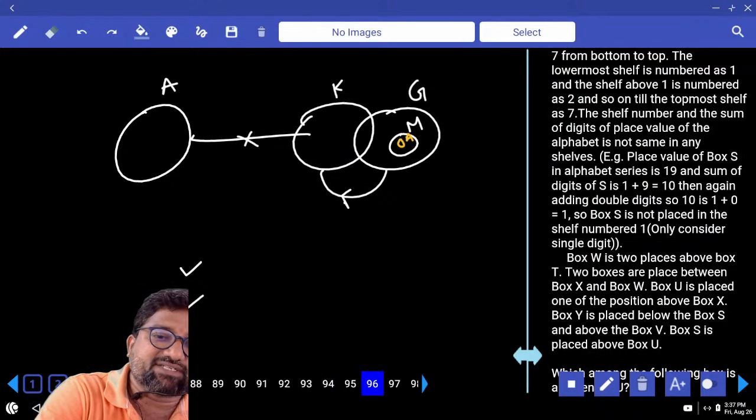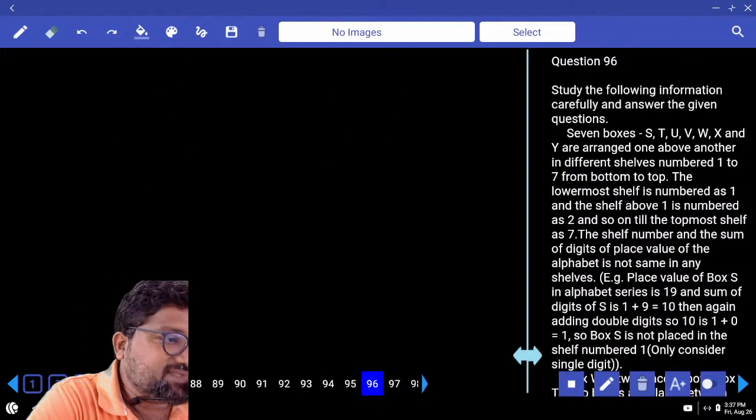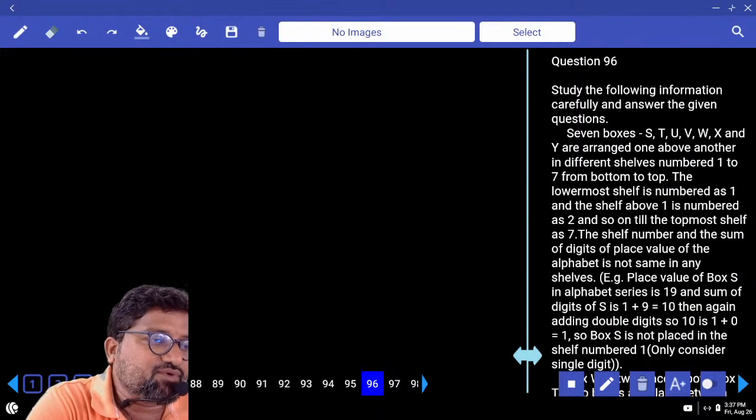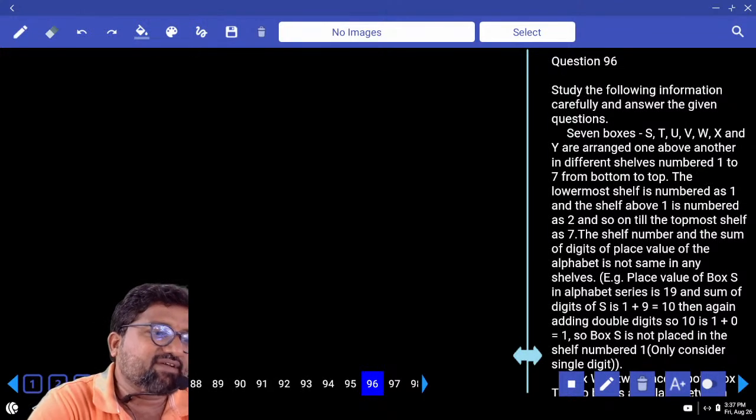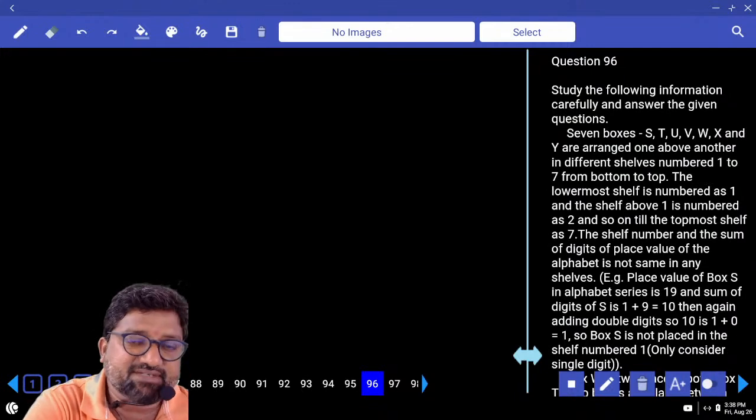Now I will go for question number 96. What's happening here? How many boxes? 7 boxes. S, T, U, V, W, X and Y are arranged one above the other in different shelves numbered 1 to 7 from top to bottom. The lowermost shelf is numbered 1 and the shelf above that is numbered 2 and so on till the topmost shelf is numbered 7. What are the alphabets that are given to us? S, T, U, V, W, X, Y.